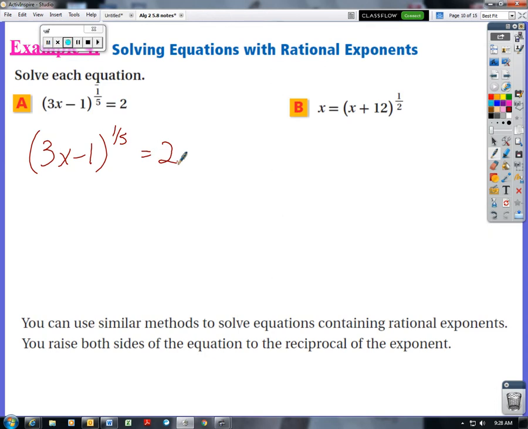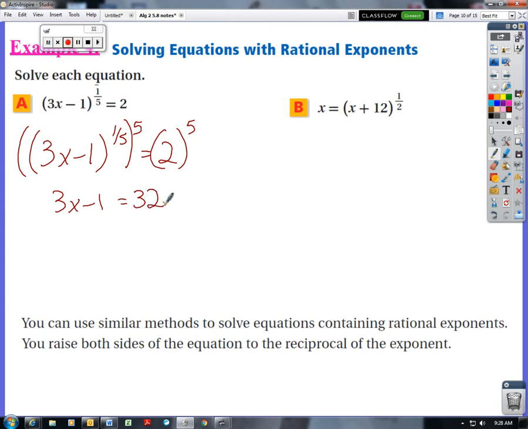So if I want to get rid of something raised to the 1/5, I can raise the whole thing to the reciprocal, which the reciprocal of 1/5 is 5. And what I do to one side, I have to do to the other. I'm going to do that right away because I don't want to forget to do that. But let me explain why this works. Because remember, if you're raising a power to a power, you multiply these together. And when you do 1/5 times 5, you get 1, which means now the power is gone because you don't have to write 3x minus 1 to the 1, it's just 3x minus 1. And then 2 to the 5th is 32.